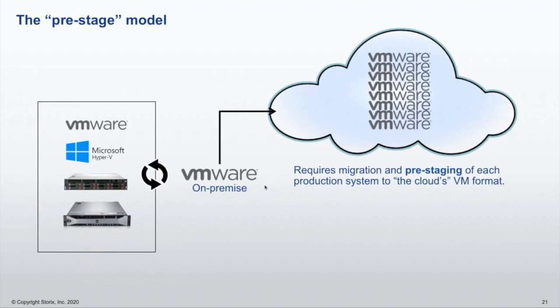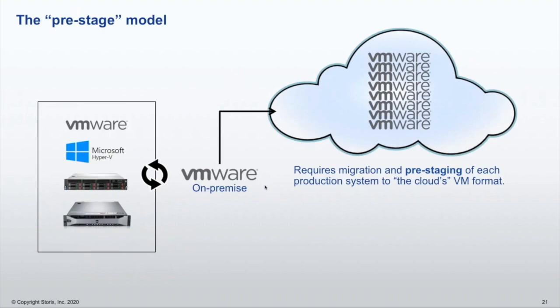Now, there are other models out there. Zerto is one company that's doing the pre-stage model. And what that is, let's say your environment is a mixture of VMware, maybe some physical systems, maybe you're even running Hyper-V. Well, what they say is, on-premise, go ahead and convert everything to VMware and then move it up into the cloud. And so you have them pre-staged up in the cloud.